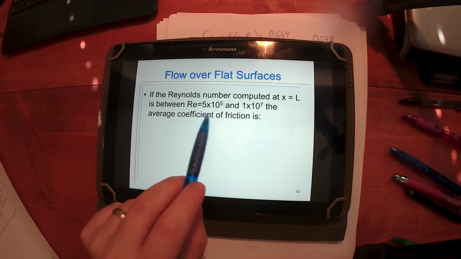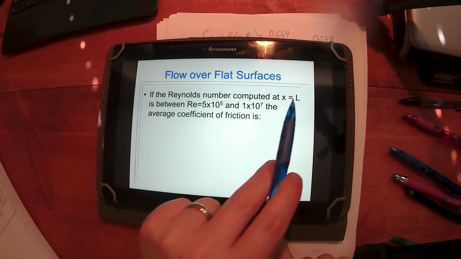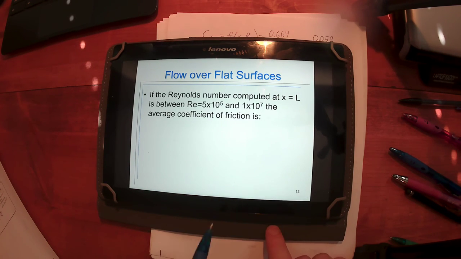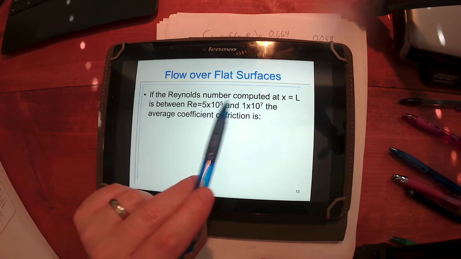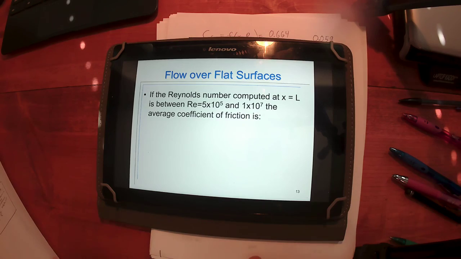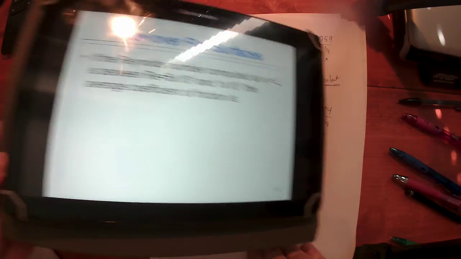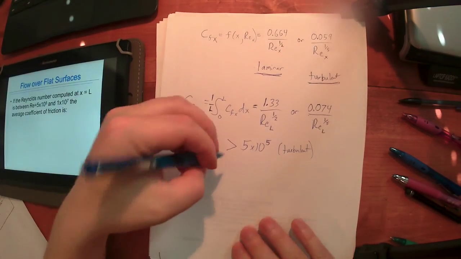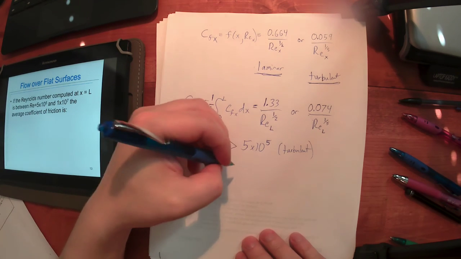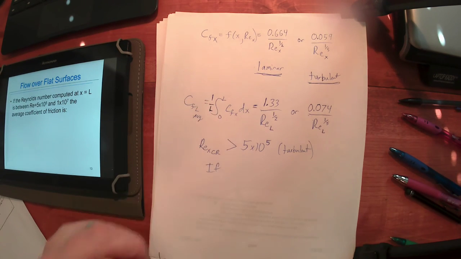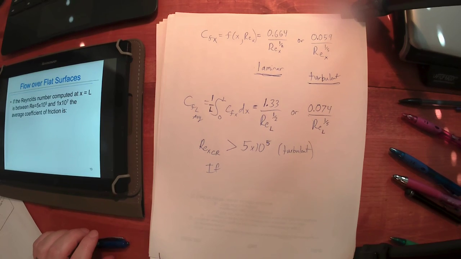If you're in between these two, so if I compute the Reynolds number out at the end of the plate, and I find a Reynolds number between these two values, they're saying it's kind of in between. Half the plate, and I'm going to have to pick up the next video there. All right, so I'm going to pause it.